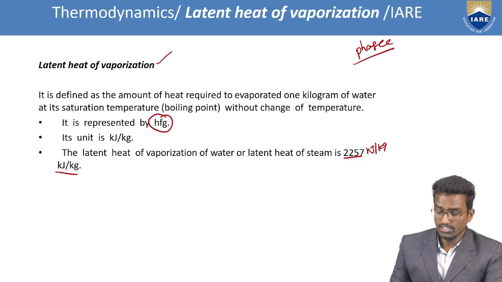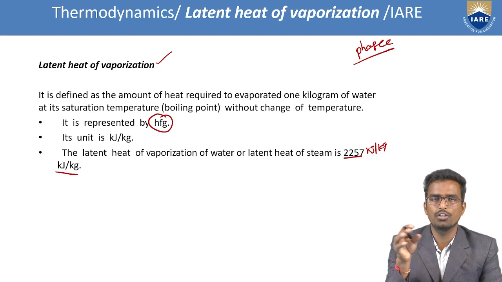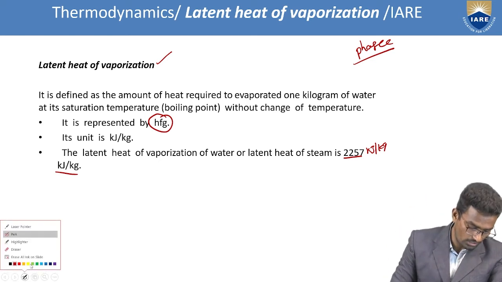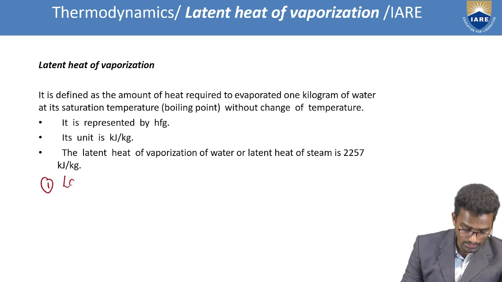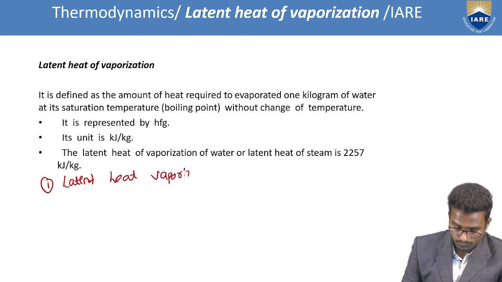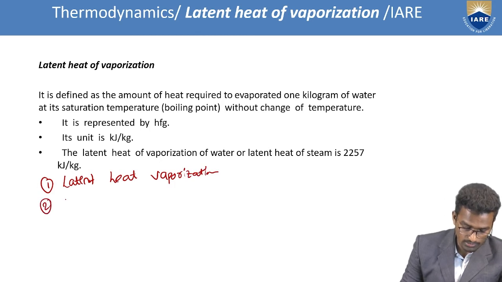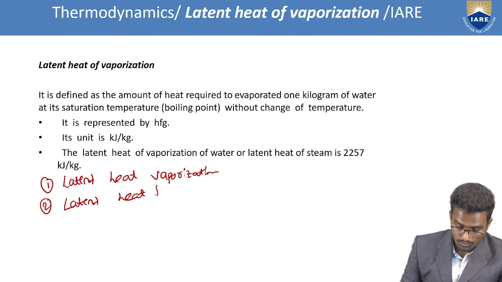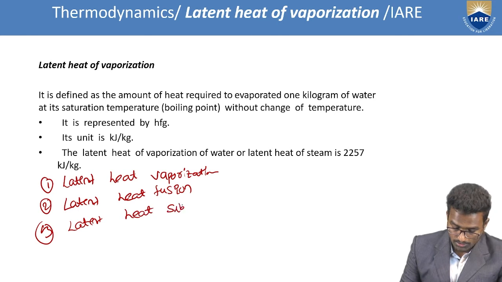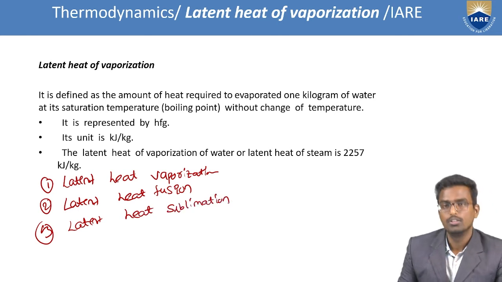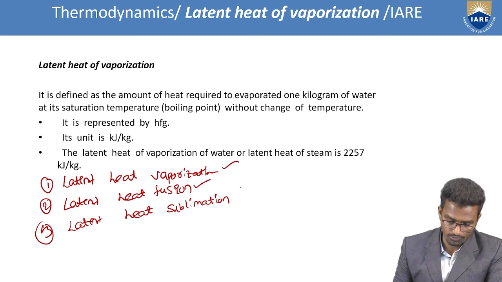Now we'll discuss the classification of latent heat. We have three classifications in latent heat. First is latent heat of vaporization. Second is latent heat of fusion. Third is latent heat of sublimation. Latent heat of vaporization, latent heat of fusion, latent heat of sublimation.